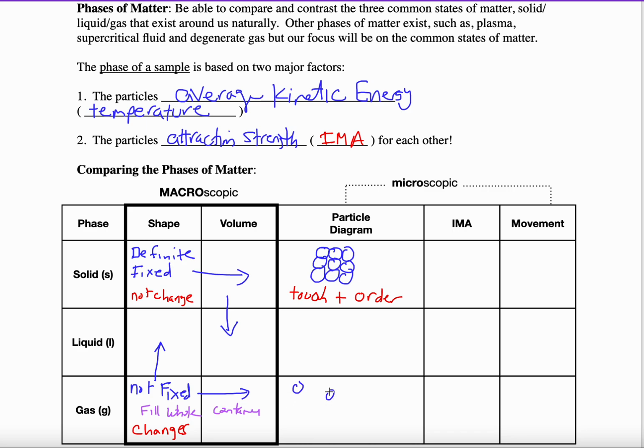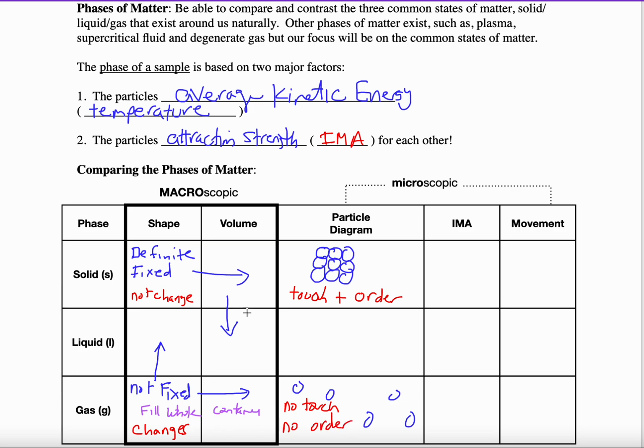So when I draw a gas, notice that the particles don't touch, so I'm going to write no touch, and there is no order or organization. So there's no touch and there is no order.